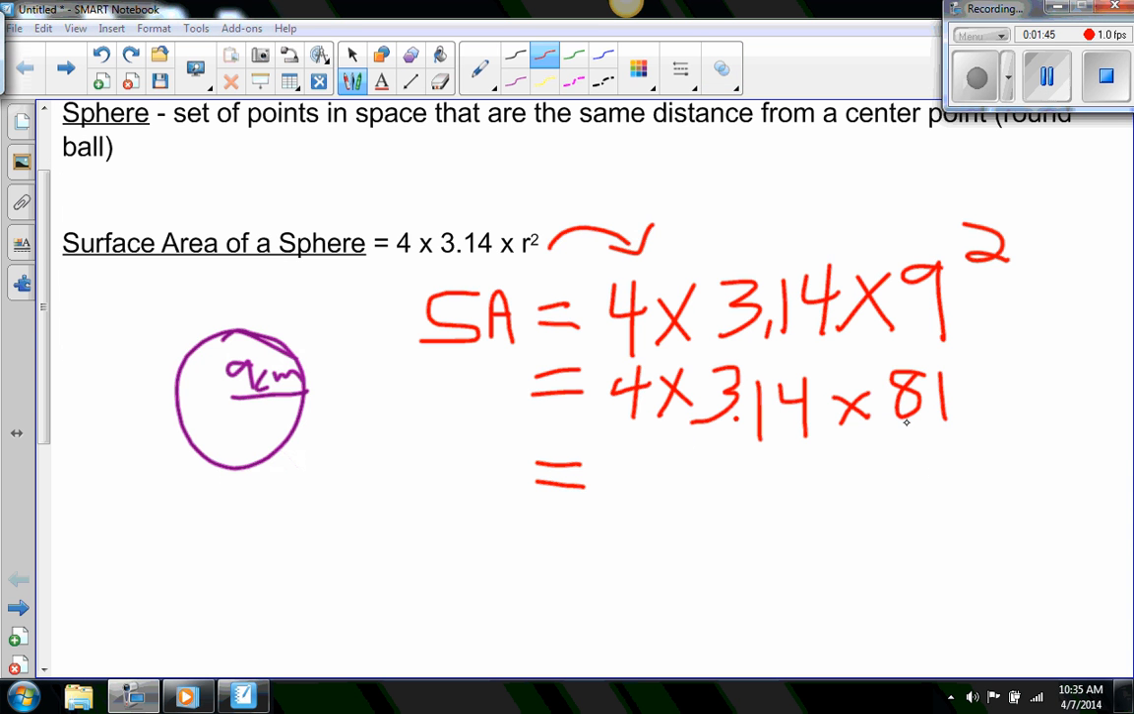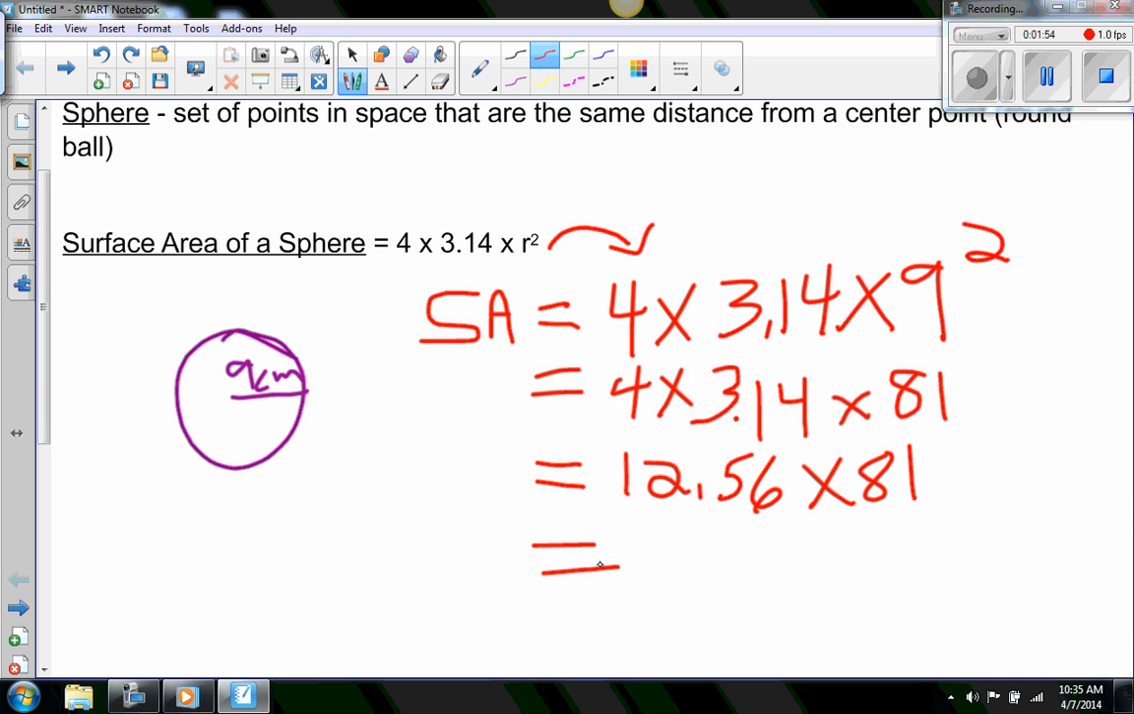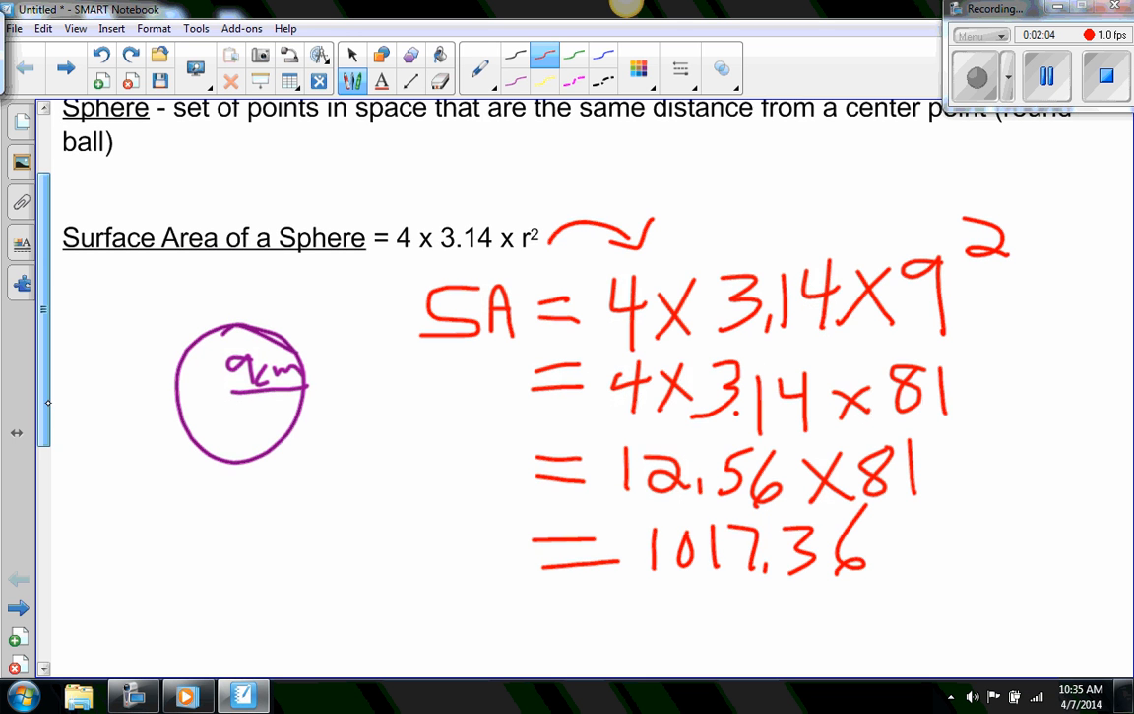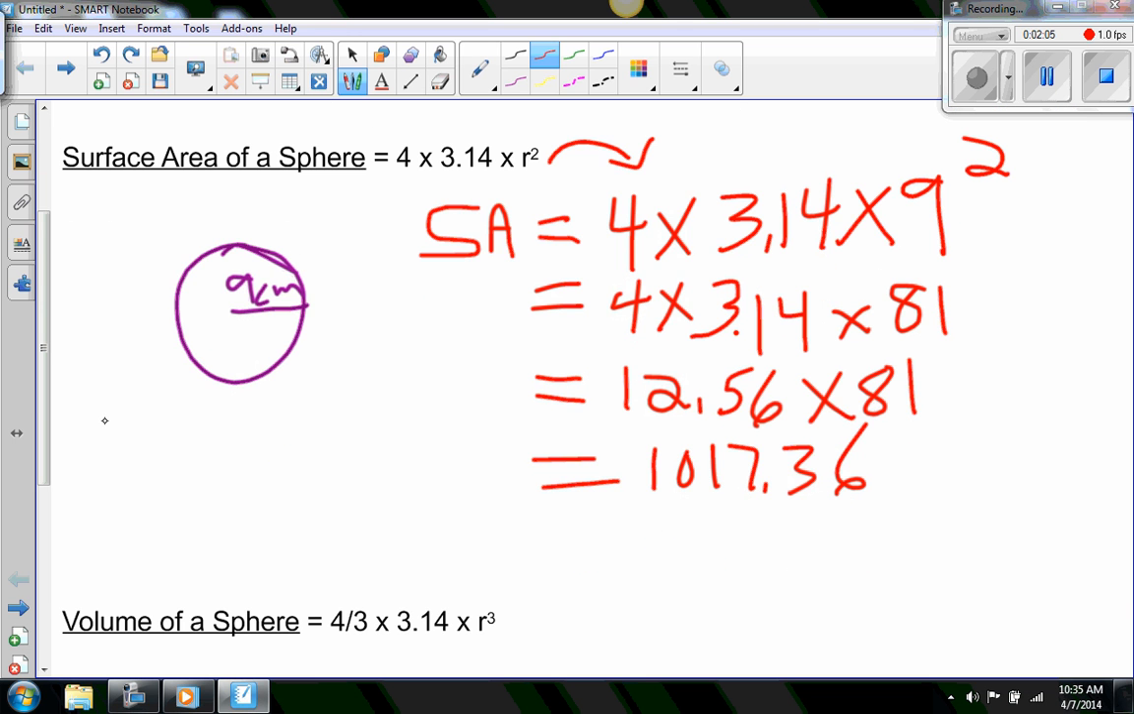So here I squared 9. 9 squared is 81. 4 times 3.14 is 12.56 times 81. And if I just multiply those two, I get 1017.36. Normally we round them, but I'm just going to leave it like that, and we'll go square centimeters, labeled with the 2 because it has area involved. Area and surface area of anything is always labeled with a 2.